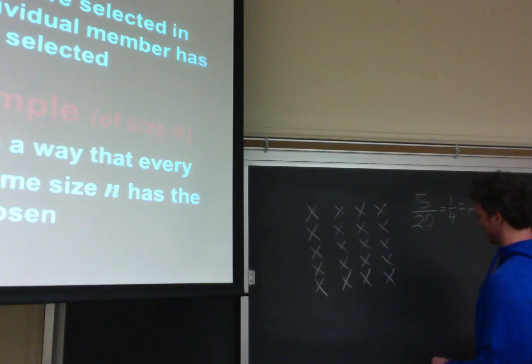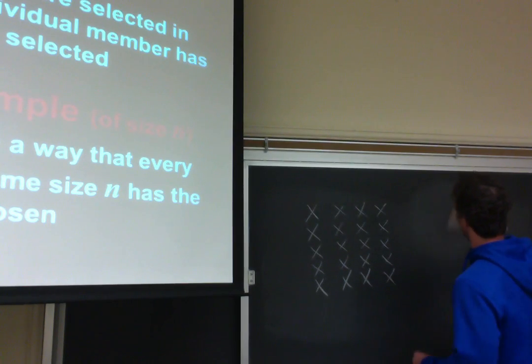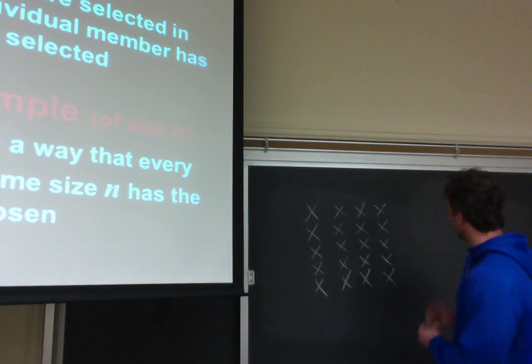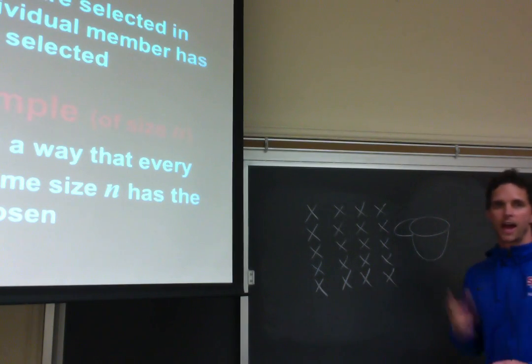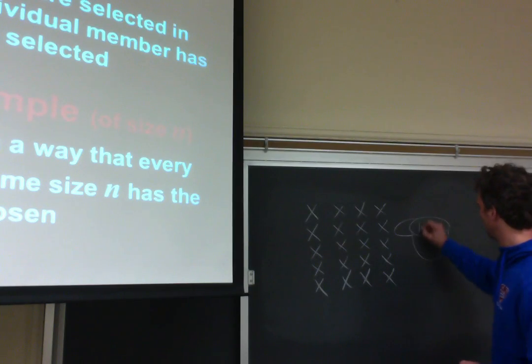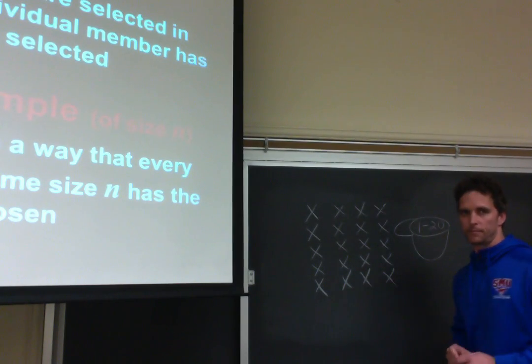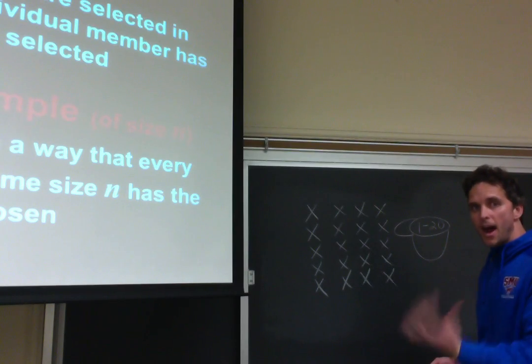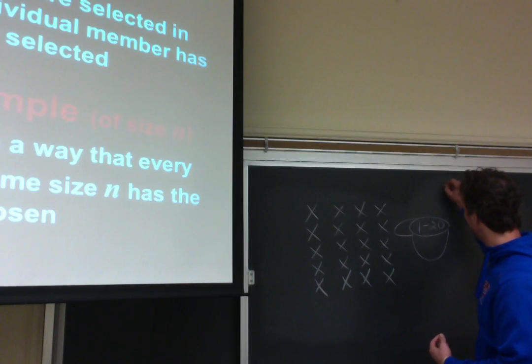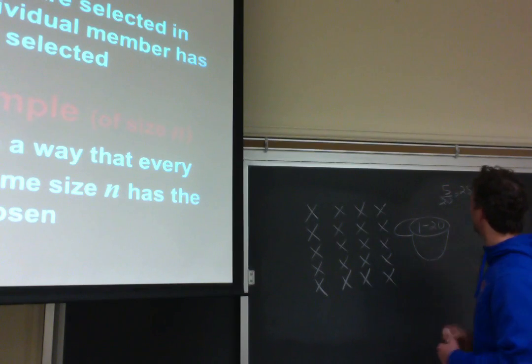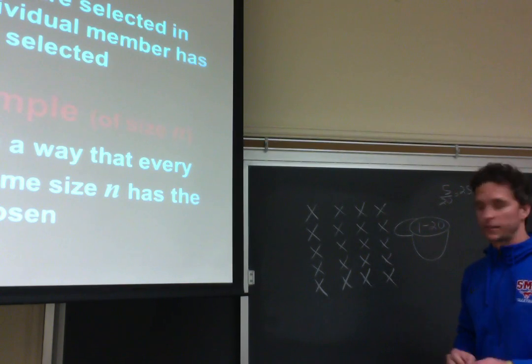That's if, of course, we did this kind of method. Let's say that we had a hat. That's my hat. I had a hat and I put 20 numbers in the hat, 1 through 20. And all I'm going to do is pull out 5 of those numbers. And again, if we pull out 5 numbers and there's 20 in the hat, you have 5 out of 20 equals a 25% chance of being selected.